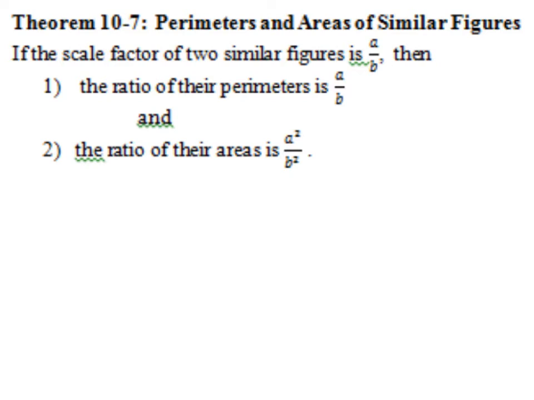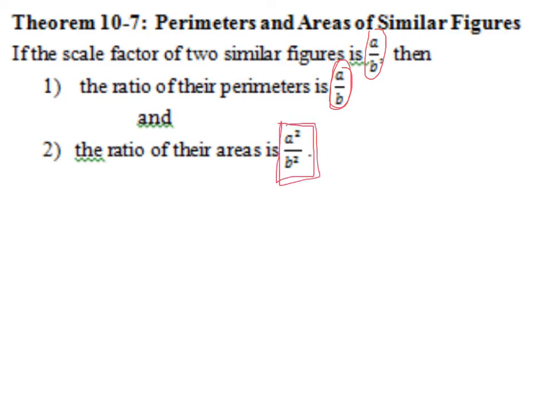This ratio could be consistent of A over B, like this. The ratio of the perimeters does not change because it's one side length. However, whenever you take the ratios of their areas, you have to square the ratio.